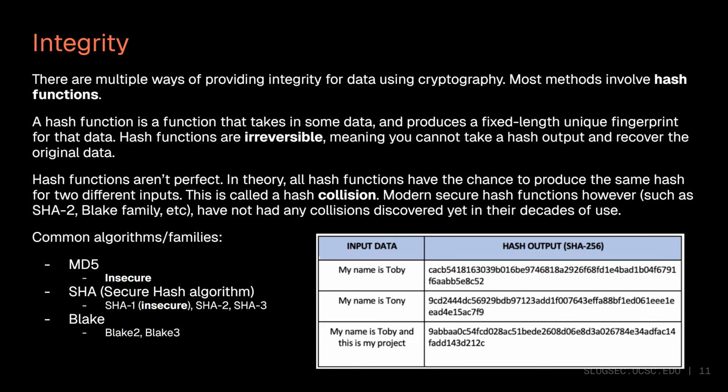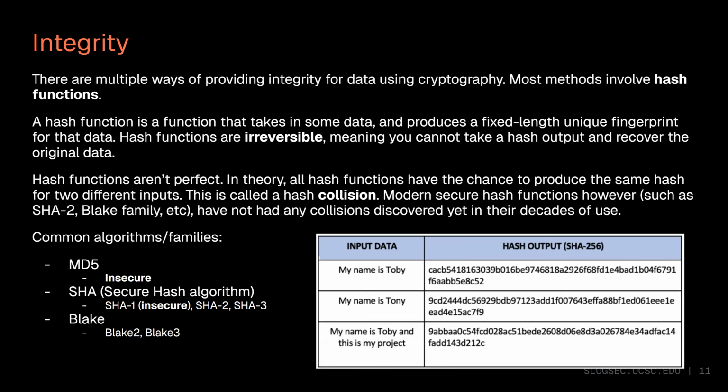So if we pass in the string, my name is Tony or Toby, it gives us this long hash. But you'll notice that if we just change one character in the message, my name is Tony instead of Toby, the hash is completely different. There's almost nothing similar about these two hashes. That's another property of hash functions: one hash is not going to look the same as another just because you change the input by one little bit. If you change one little part of the input data, the hash is completely different. That's a completely new, unique ID.